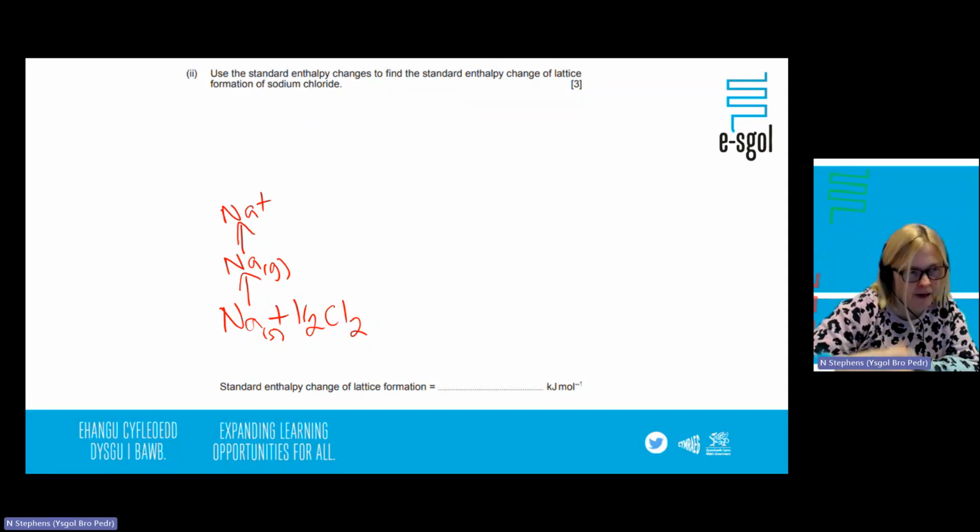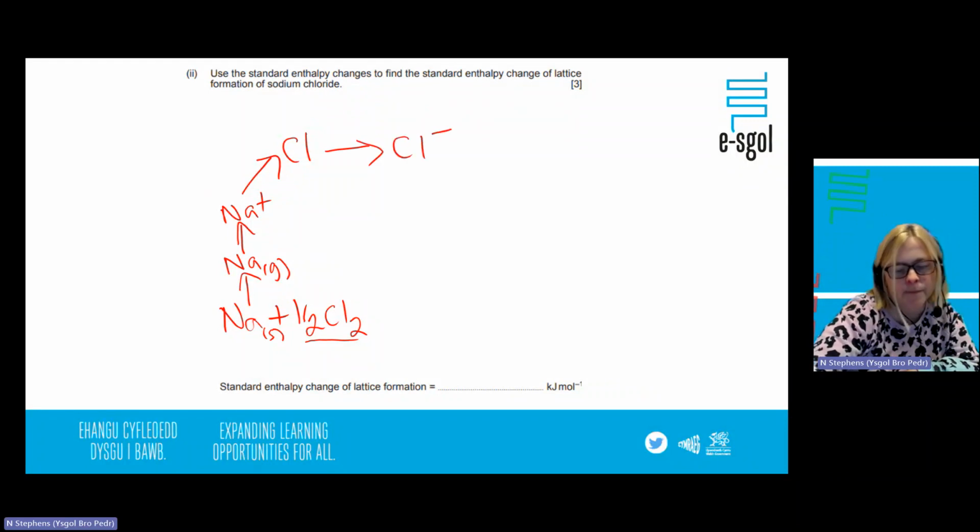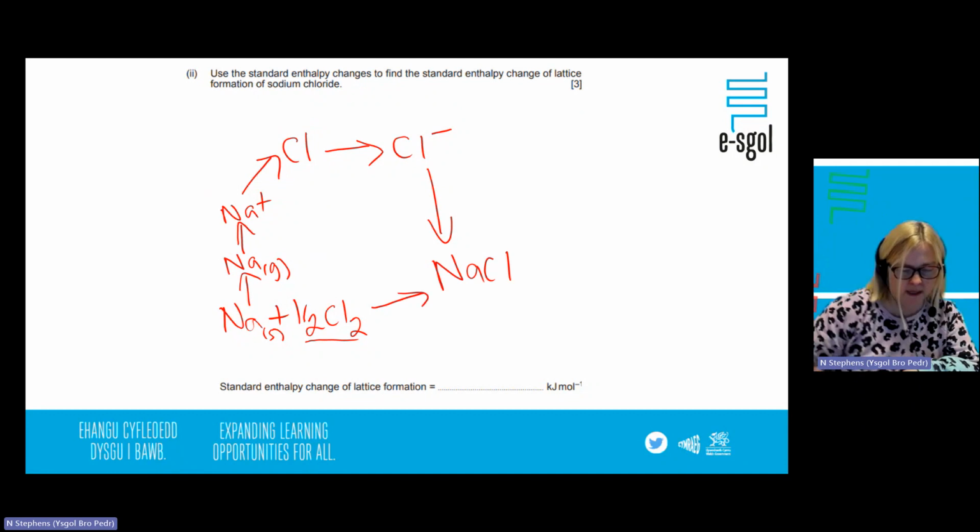That is then finished on the process I need for sodium. I'm then going to go back and deal with this chlorine that I haven't quite dealt with yet. So I'm going to take that chlorine and atomize it, so Cl from half of Cl2. I'm then going to turn that into its ionic form, so Cl-, and then I can combine them both to make the product NaCl. So we've got two possible pathways there.